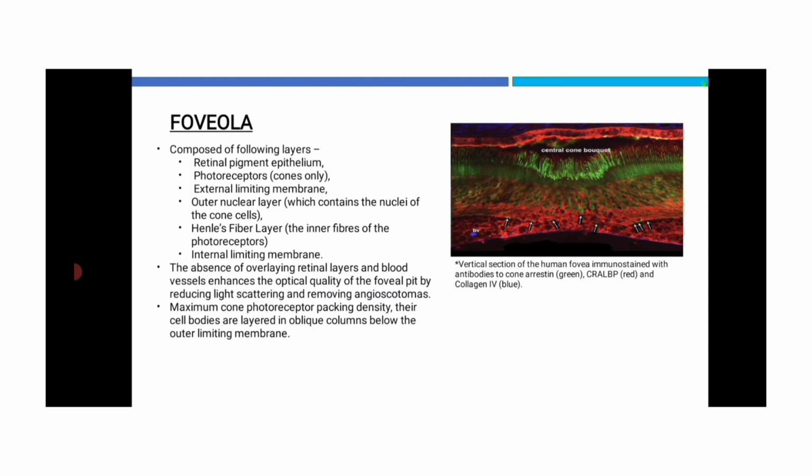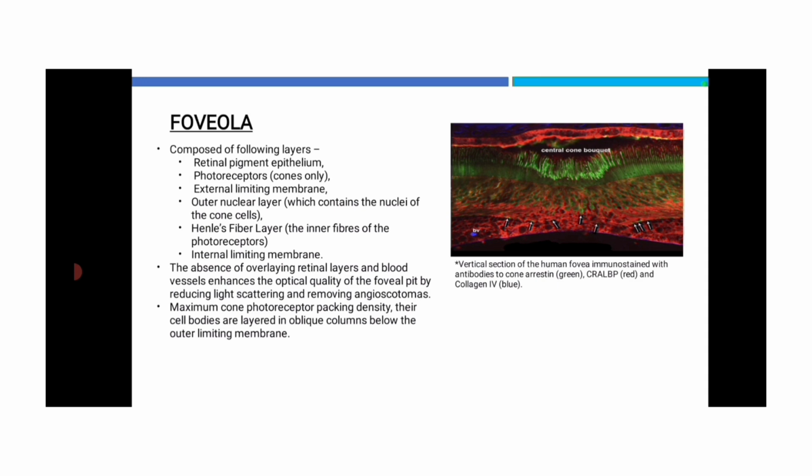The retinal pigment epithelium, the photoreceptors where only we have cones, the external limiting membrane, the outer nuclear layer which contains the nuclei of the cone cells, the inner fibers of the photoreceptors, often known as Henle's fiber layer, and the internal limiting membrane. The absence of blood vessels and the light scattering inner retinal layers enhances the optical quality of the foveal pit by removing angioscotomas.